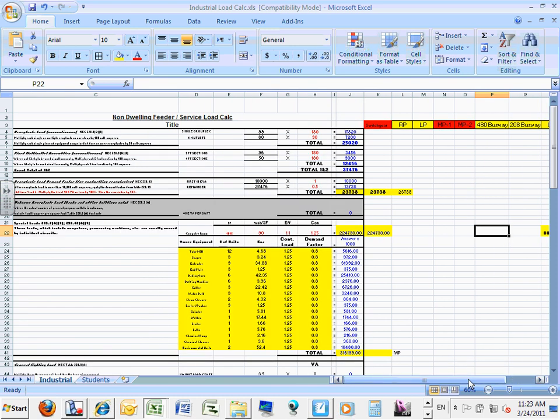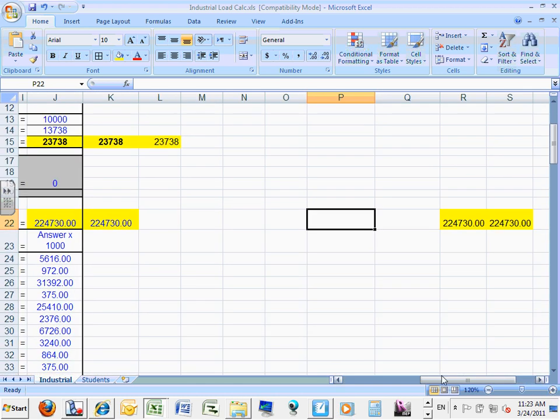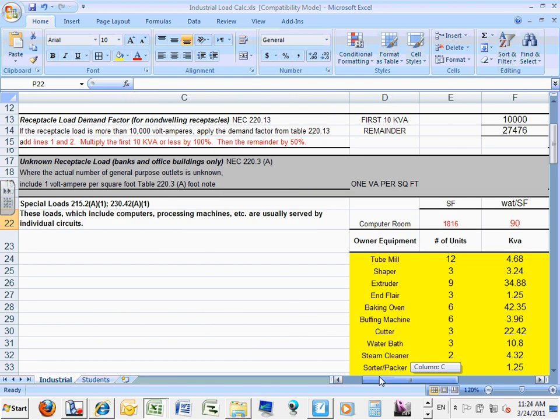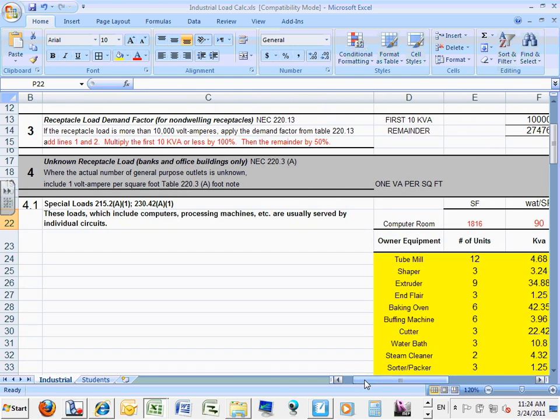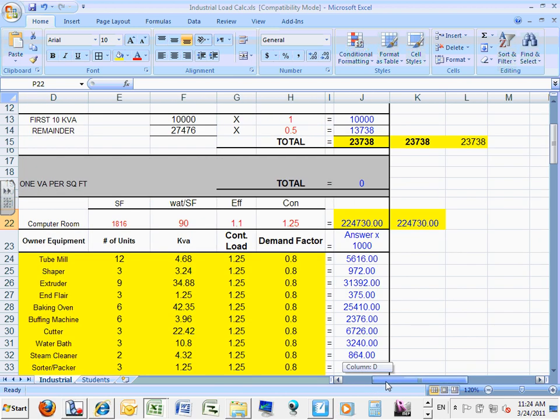Before I move into the mechanical equipment, guys, does anybody have any question? I'm sorry, Brad, where are you here? What's it called for 4.1? This 4.1, we're calling it special loads, computer load. Can you scroll down just a little bit? Just scroll down.